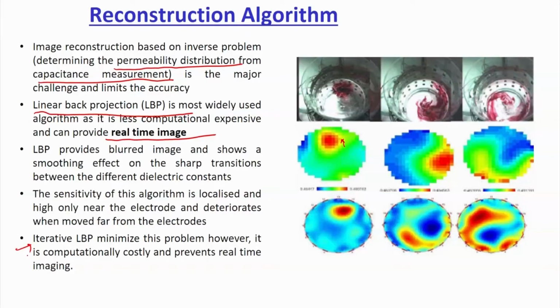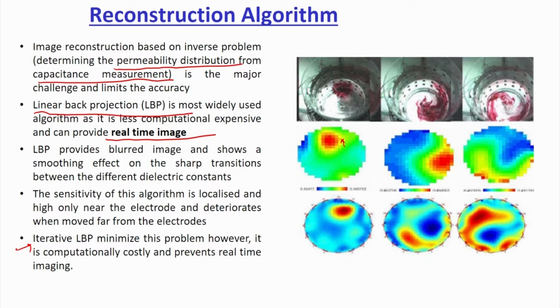It can be improved by using non-linear algorithms or iterative LBP. If I use iterative LBP, it means the iterative linear back projection method, we get a solution, we iterate again, we keep on iterating till we get a proper solution. This condition will improve, but then you will lose the major benefit, and that major benefit is the real time imaging.